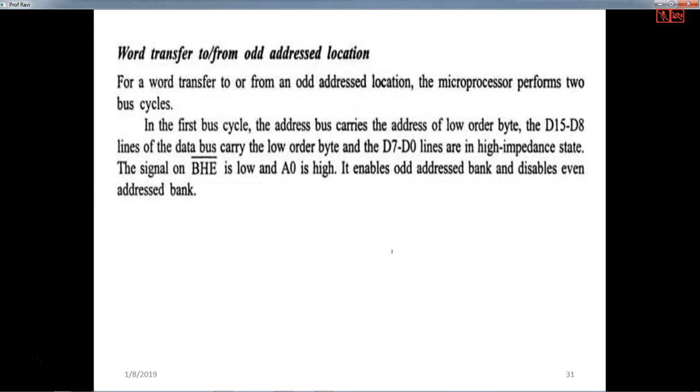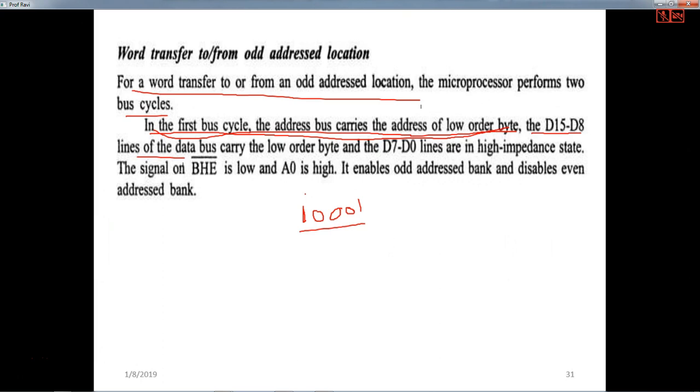Then how do you read or write a word from an odd address memory location? This is the difference you have to understand very clearly. Let us take the address 10001. If the address is odd, then for a word transfer to or from an odd address location, the processor performs 2 bus cycles. In the first bus cycle, the address bus carries the address of the lower order byte, and D8 to D15 lines of the data bus carry the lower order byte, and D0 to D7 lines are in high impedance state.